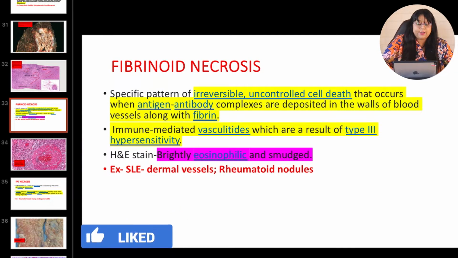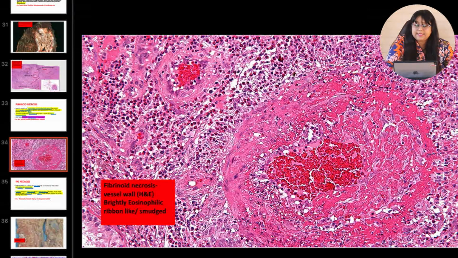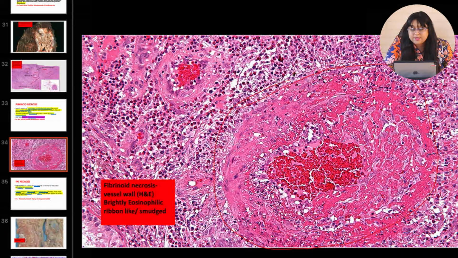How does fibrinoid necrosis look? Well, in this micrograph you can see this is a vessel. This is a large vessel, and here in this large vessel you can see this amorphous eosinophilic ribbon-like pink material. This is all fibrinoid necrosis. So always remember, the fibrinoid necrosis will always be brightly eosinophilic, ribbon-like, and mainly it is seen in vessel walls.